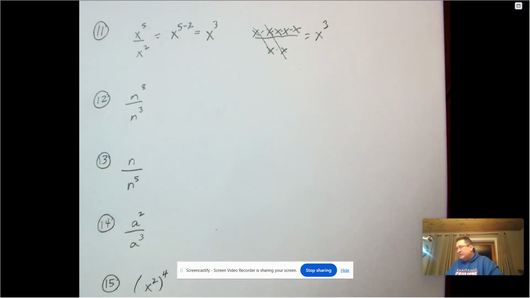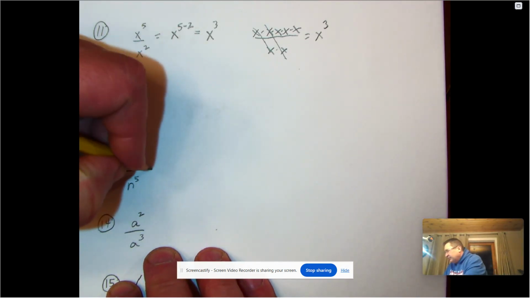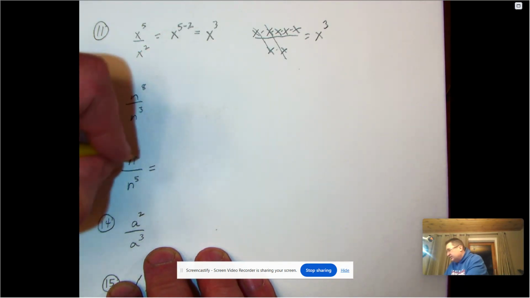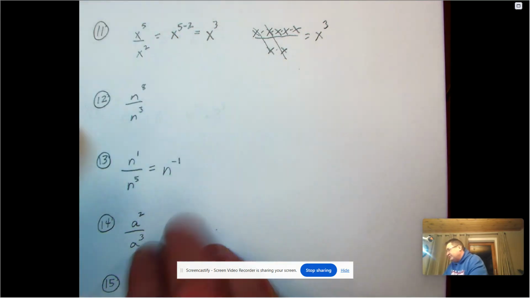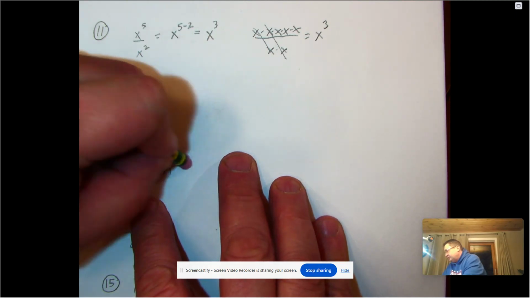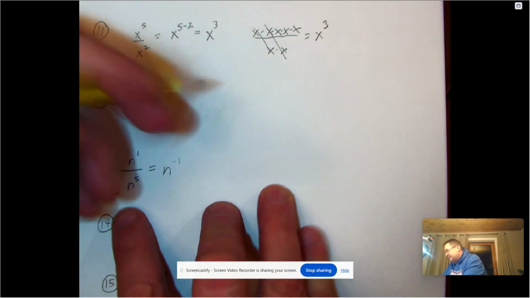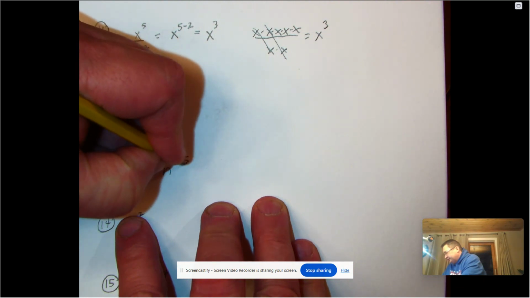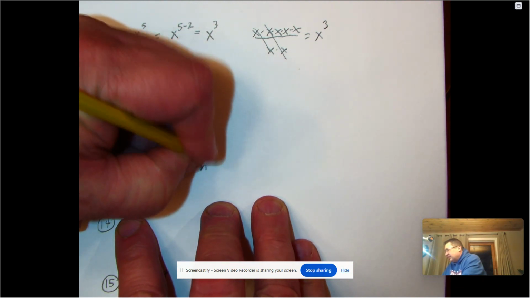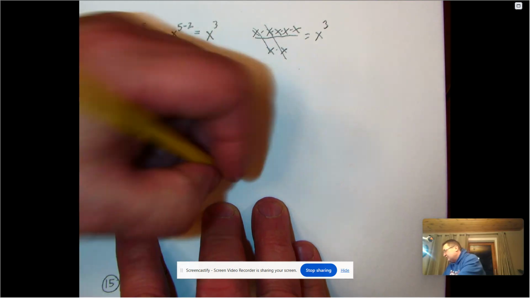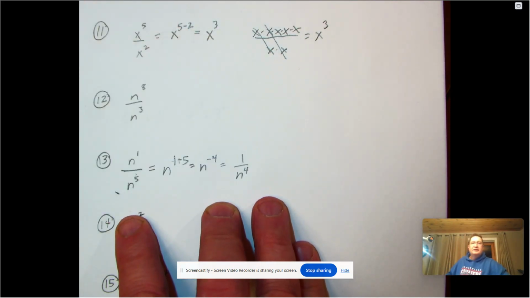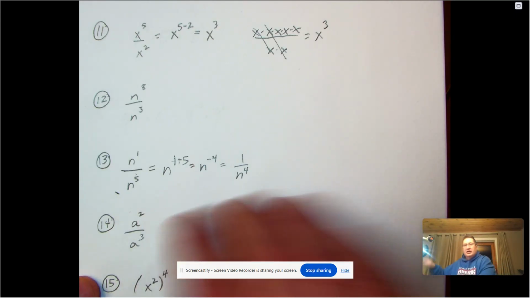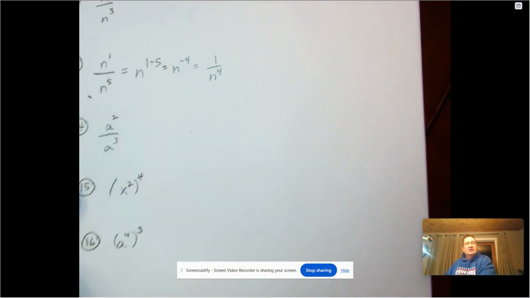On number 13, we have n over n to the 5th. For one thing, n is just n to the 1st, and so now this is n to the 1 minus 5. 1 minus 5 is negative 4. And so we would write that with positive exponents as 1 over n to the 4th. I will leave you to do number 14.